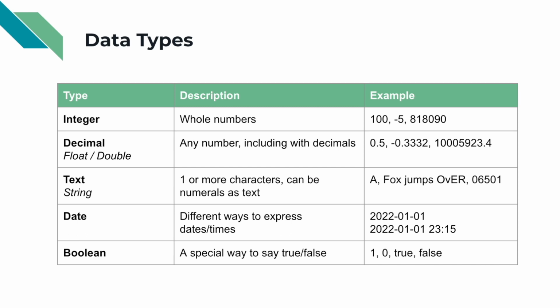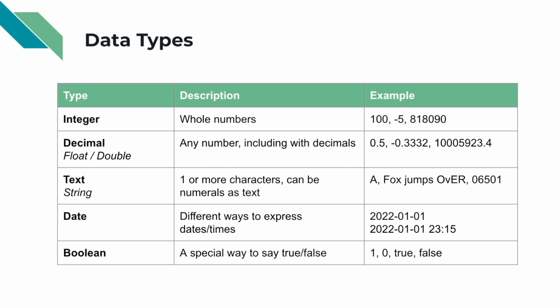The first is integers, which, recalling your high school math, just means whole numbers. 100, -5, 818,090, these are all going to be integers. If there's going to be a decimal on that, it's going to be a decimal, but it could also be called a float or a double. Double meaning double precision number. This is any number, including 0.5, -0.3332, or 10,005,923.4.